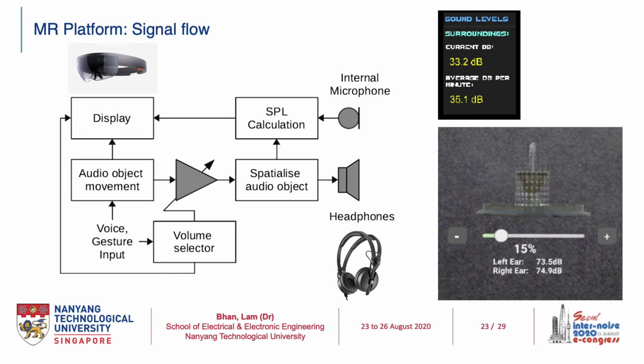There are two main functionalities: manipulation of the audiovisual objects and real-time sound level information. The audiovisual objects, like the fountain shown over here, can be virtually inserted into the real-world environment and manipulated with hand gestures to rotate, resize, or translate. The sound emitting from the object is spatialized such that it sounds like it is originating from its position in space. The instantaneous SPL information and a 1-minute equivalent average is computed from the onboard microphones and displayed on the screen as shown in a snapshot here.